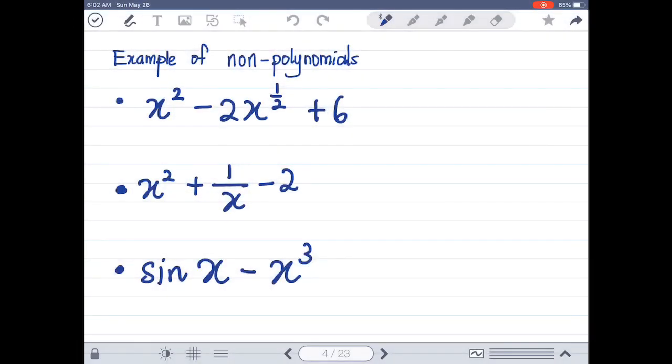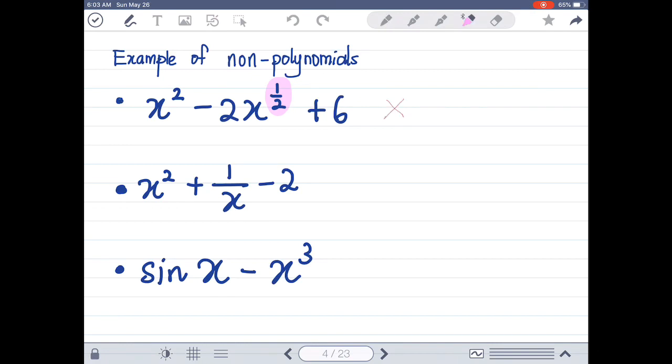Now let's have a look at examples of non-polynomials. If you look at the first example, we have x squared minus 2x to the power of 1 over 2 plus 6. This is a non-polynomial because the power of x is a fraction. Again, by definition, n cannot be a fraction. It has to be a non-negative integer. So the first example is not a polynomial.